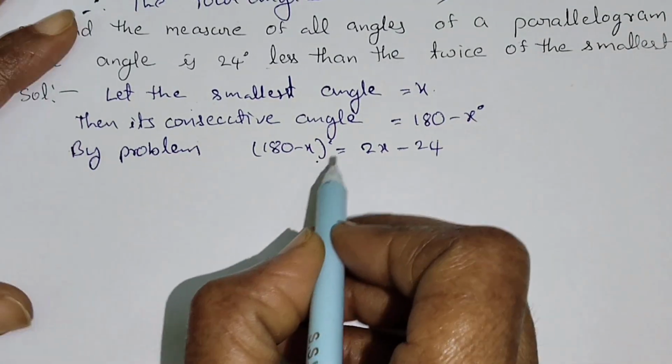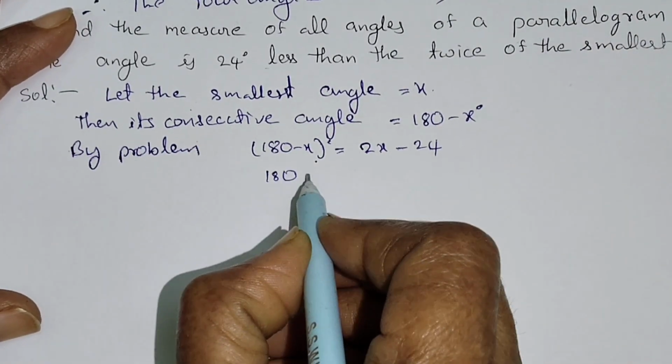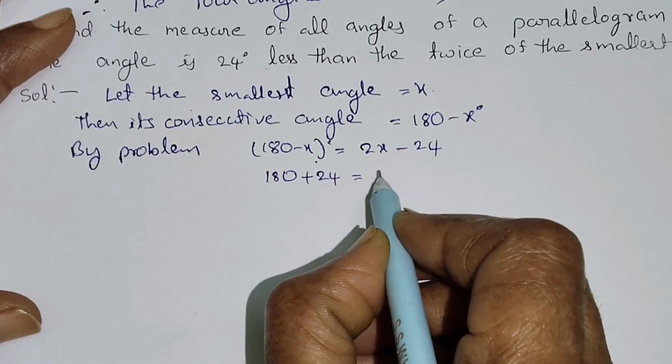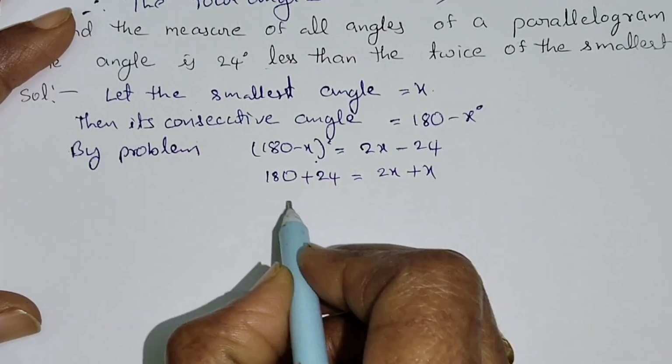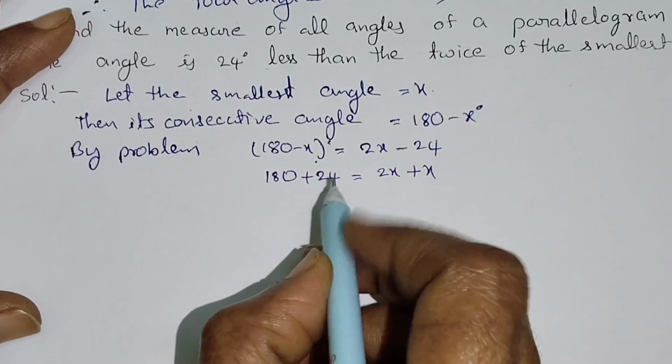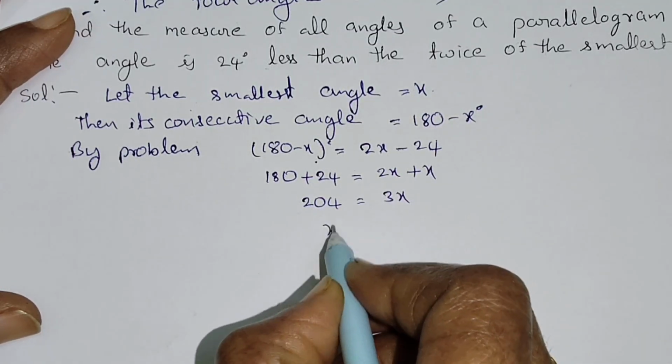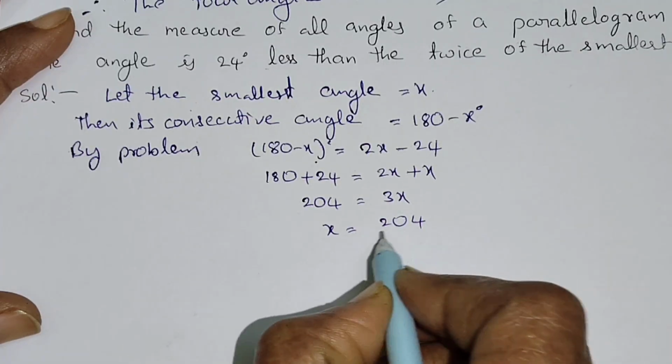Carry 24 to the left hand side: 180 plus 24 equal to 2x plus x. So 204 equal to 3x. Here x equal to 204 by 3.